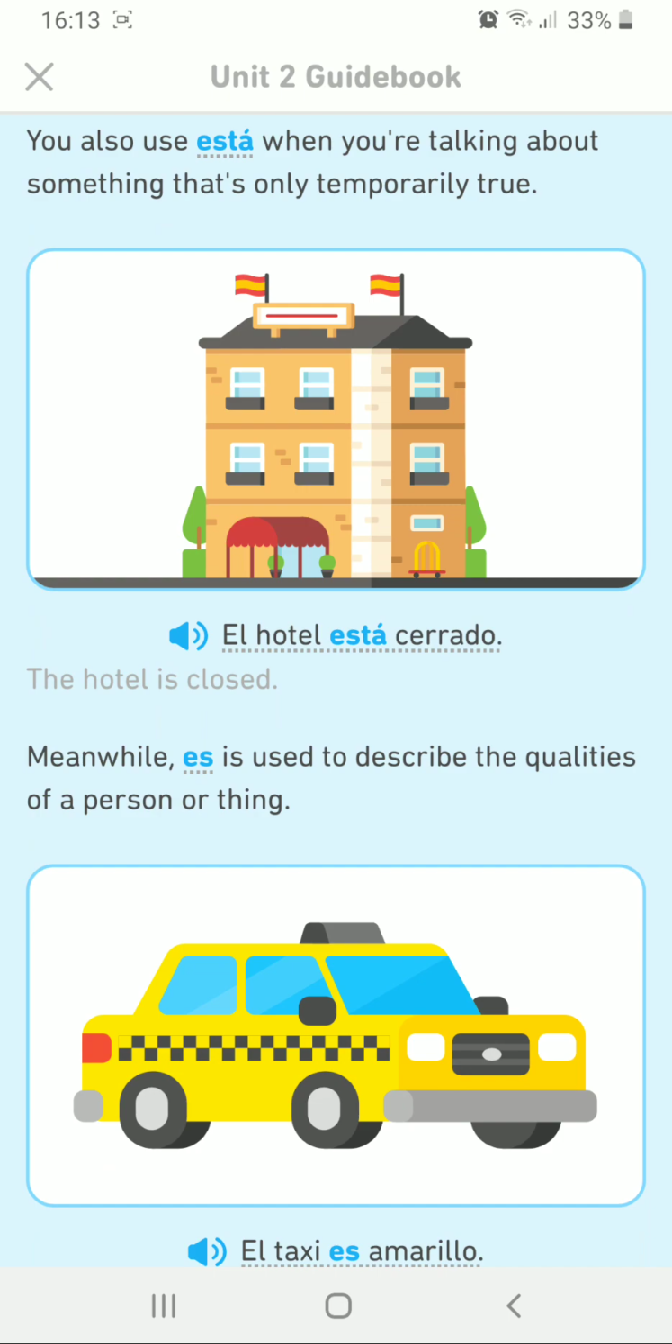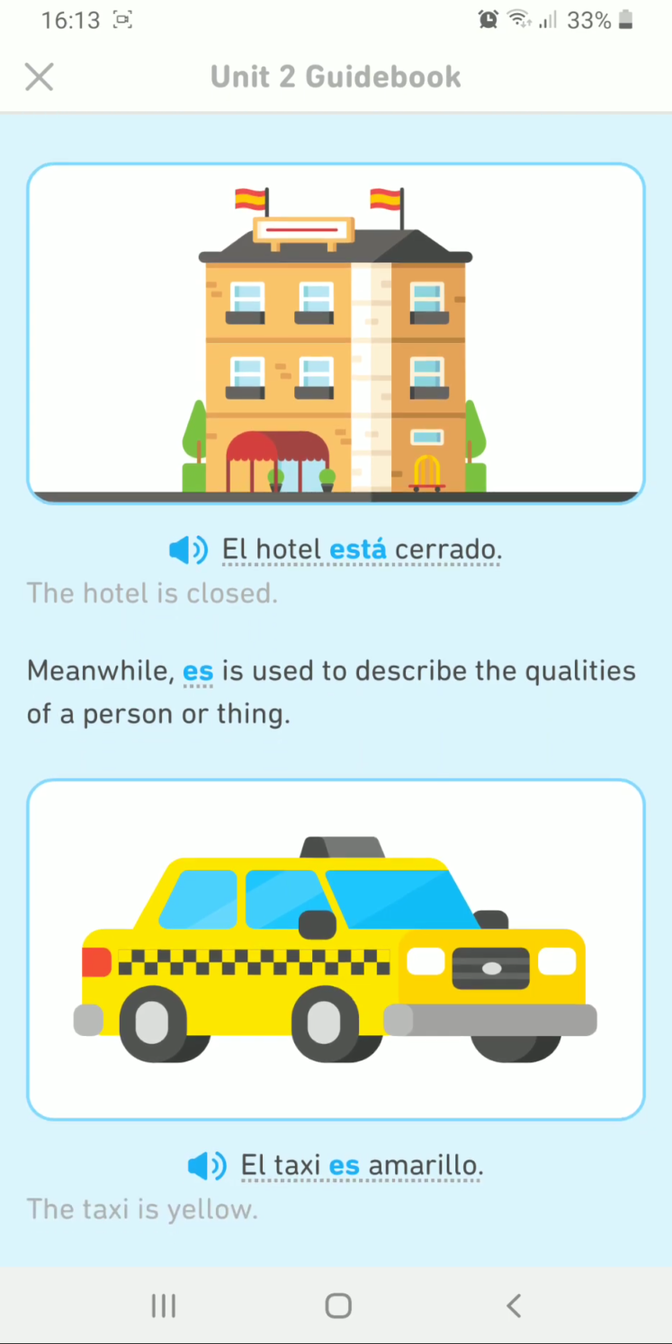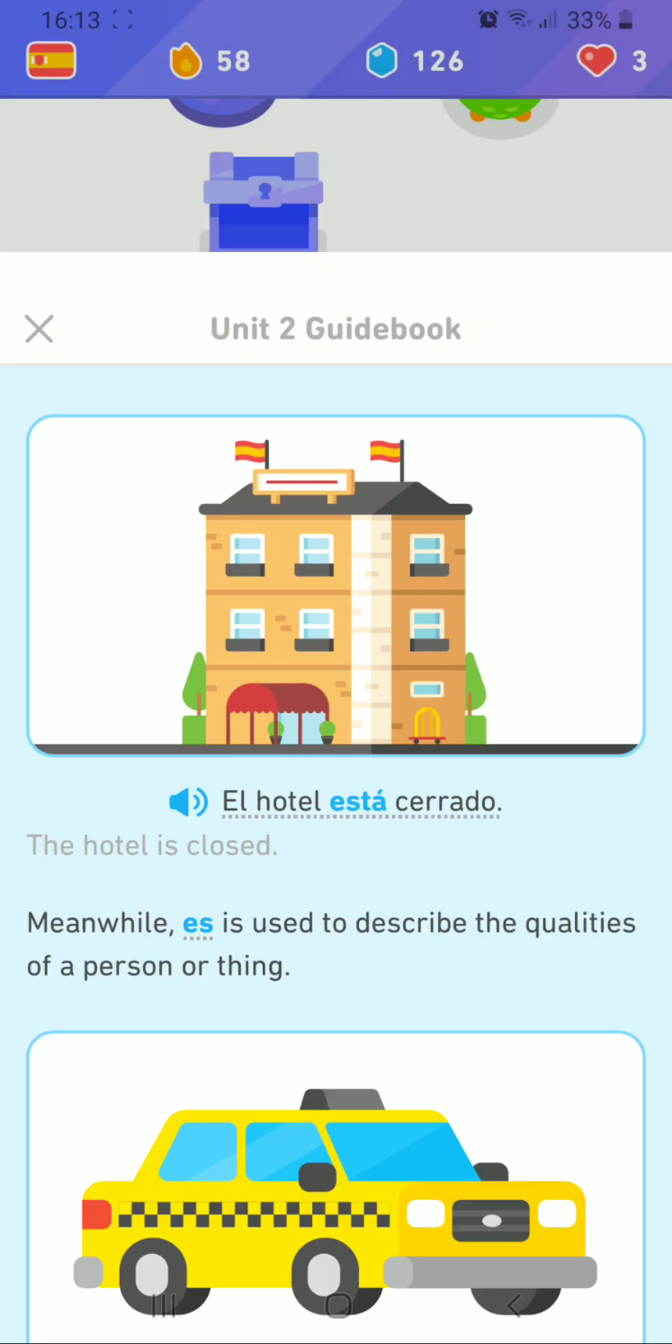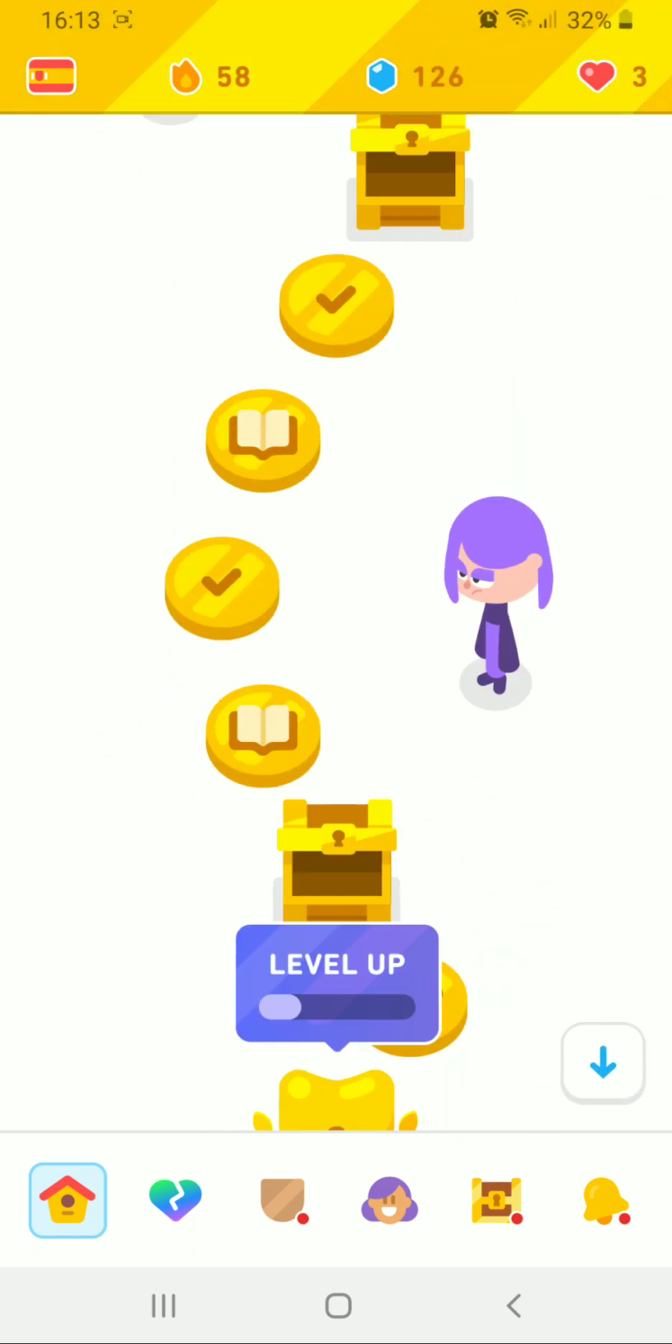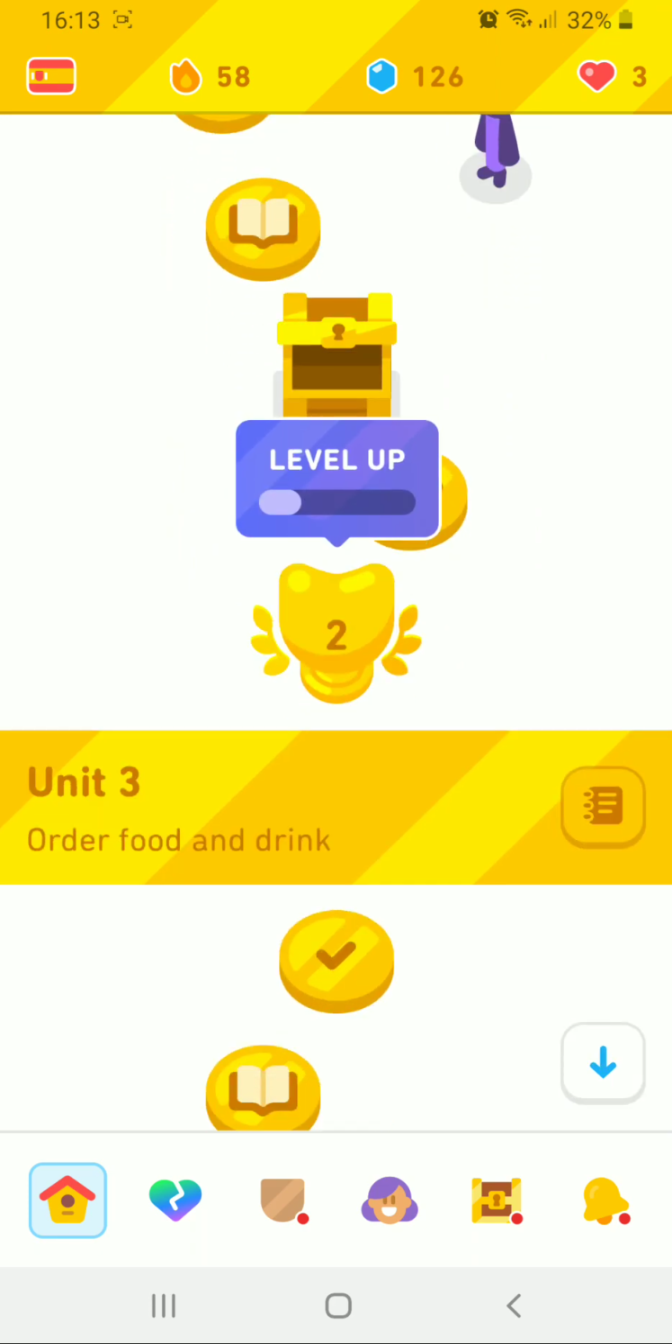Meanwhile, ser is used to describe the qualities of a person or thing, like the features and characteristics. We have an example here. El taxi es amarillo. So the taxi is yellow. Most probably the color will not change unless something special pops up. So that's about it. Nothing really new here.